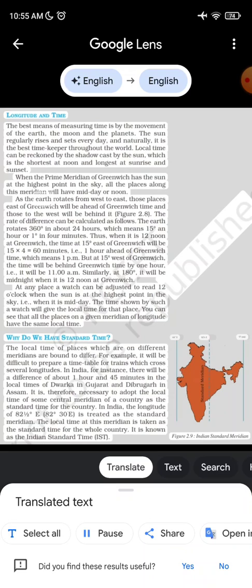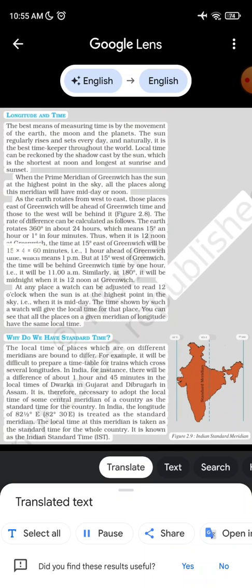As the Earth rotates from west to east, those places east of Greenwich will be ahead of Greenwich time and those to the west will be behind it. Figure 2.8. The rate of difference can be calculated as follows. The Earth rotates 360 degrees in about 24 hours, which means 15 degrees an hour or 1 degree in 4 minutes.